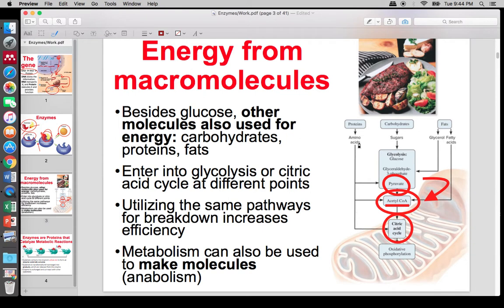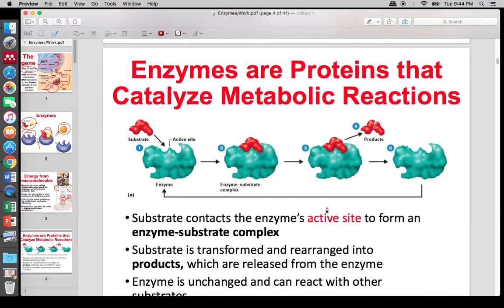It's important because if you want to incorporate amino acids or fats, they are very easily and readily made into this acetyl-CoA molecule. And that is how they can contribute to metabolism.